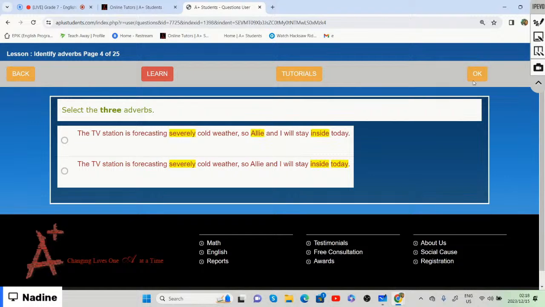All right, so now we're going to select our three adverbs, right? The TV station is forecasting severely cold weather. So Ali and I will stay inside today. So we need to select the three adverbs. Is it severely, Ali, inside, or is it severely, inside, today?